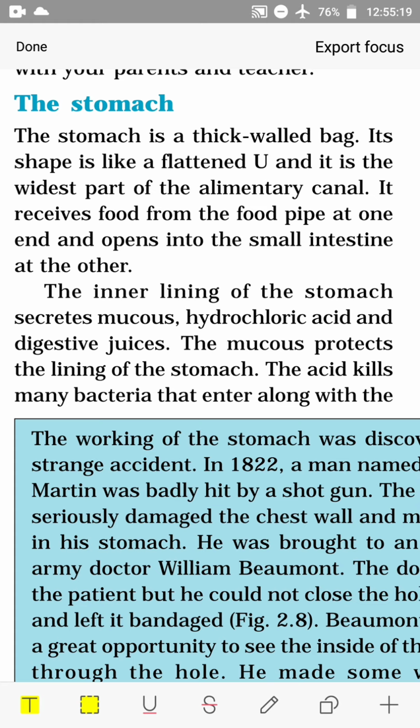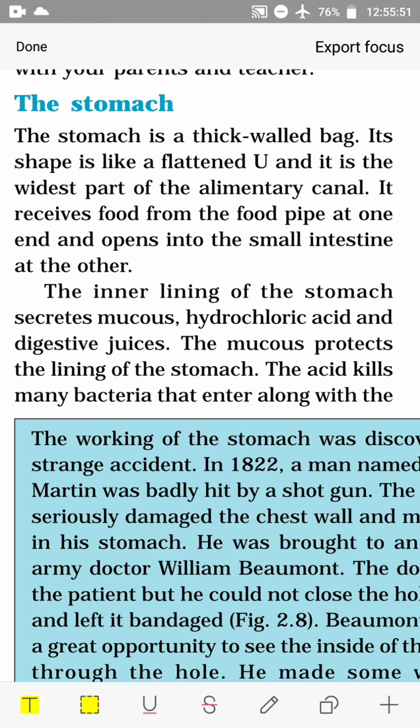So gradually, from the esophagus, it enters into the stomach. At times, when food is not accepted by our stomach, it is vomited out. The stomach is a thick-walled bag. Its shape is like a flattened U, and it is the widest part of the alimentary canal. It receives food from the food pipe at one end and opens into the small intestine at the other.